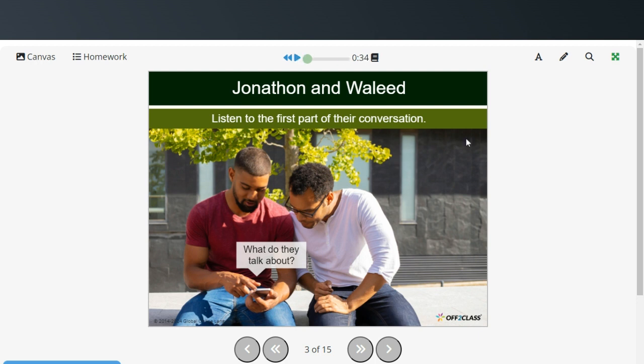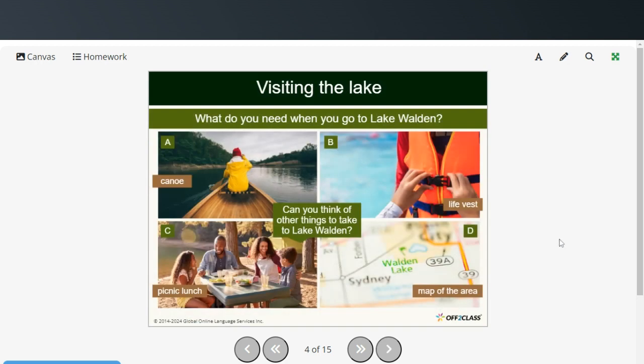Alright, so they were talking about what Waleed did over the weekend. Took a trip with his family to the lake. So what do you need when you go to Lake Walden? So you might need a canoe, you might need a life vest, a picnic lunch, and a map of the area. Other things you might need, sunscreen, insect repellent, fishing gear, maybe if you want to go fishing. So other things that you might need.